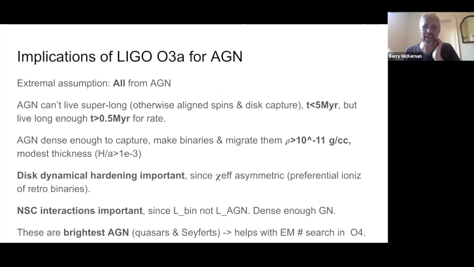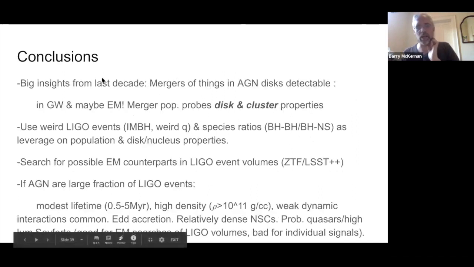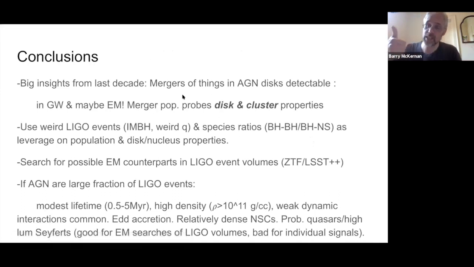Thank you, Callie. So, in conclusion, the big take home is mergers of things. There are things in AGN disks. They can merge. Those mergers are detectable in gravitational waves, potentially in EM. And the properties of those mergers tell you something about the properties of the disk and the properties of the cluster that allows these mergers to happen. And I will leave it there.